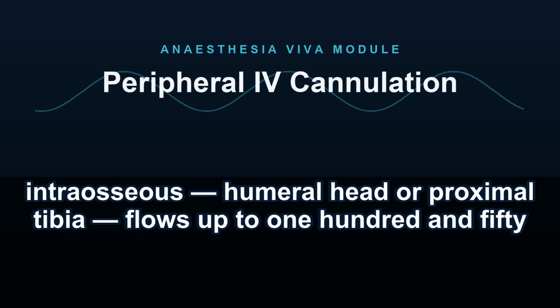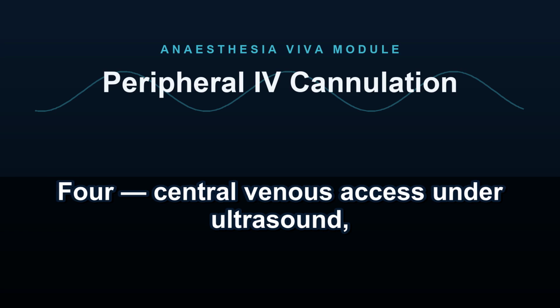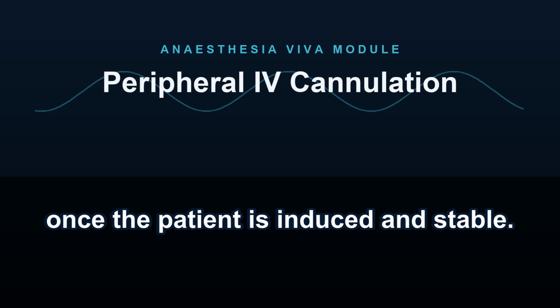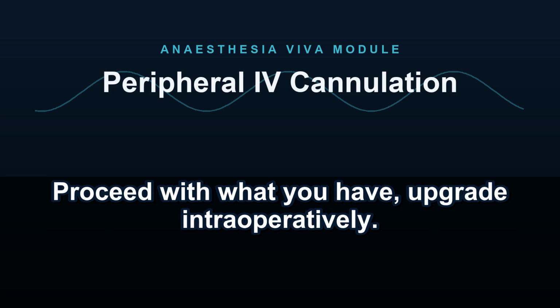Intraosseous, humeral head or proximal tibia. Flows up to 150 milliliters per minute under pressure, and is reliable in the shocked patient. 4. Central venous access under ultrasound, once the patient is induced and stable. In parallel, do not delay the case for perfect access. Proceed with what you have, upgrade intraoperatively.